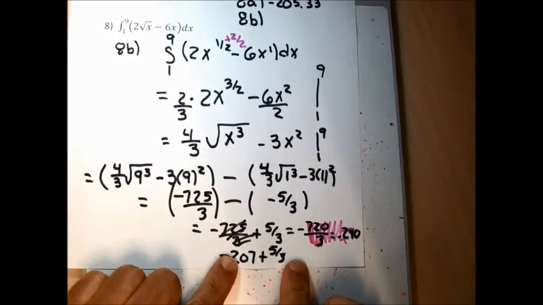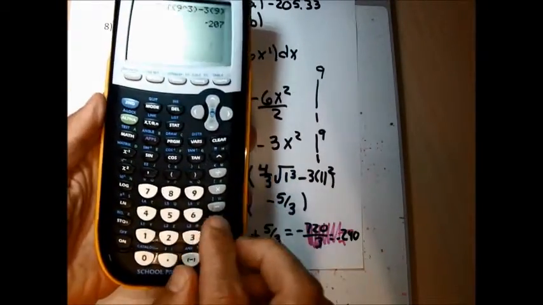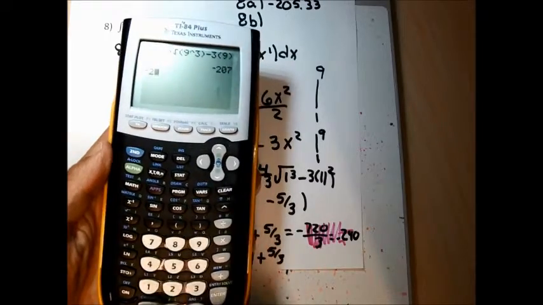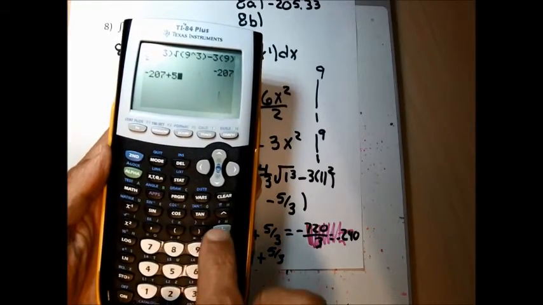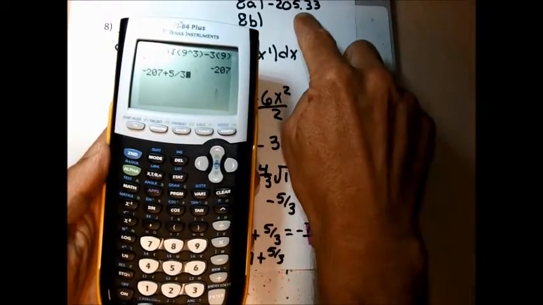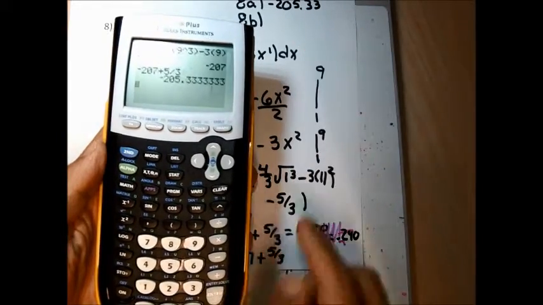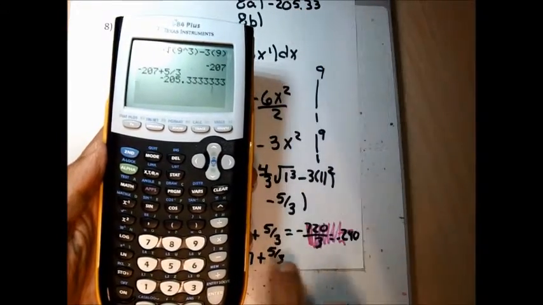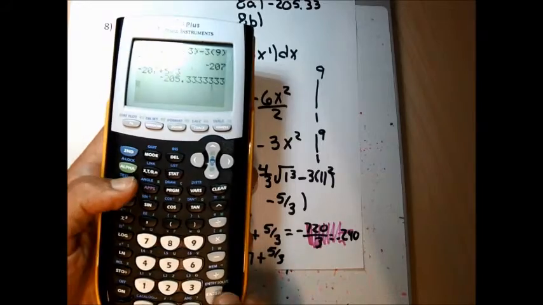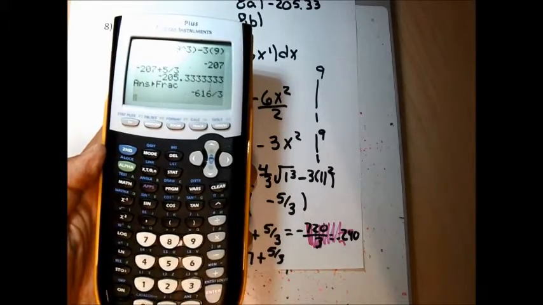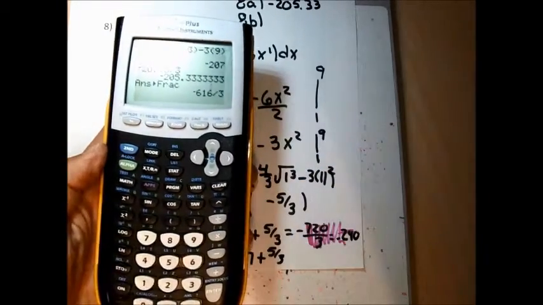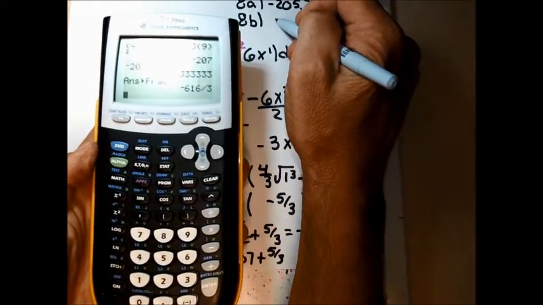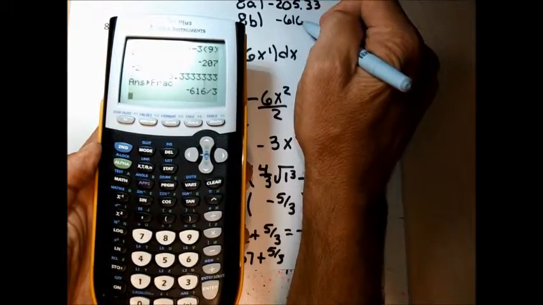Let me finish this up now. I'm going to go minus 207 plus 5 divided by 3, and I want to get that number. I got exactly that number. So now I know my work is right down here, and I'm going to math, enter, enter to make it into a fraction. And the answer that I'd expect to see for this is the fraction version of that decimal.